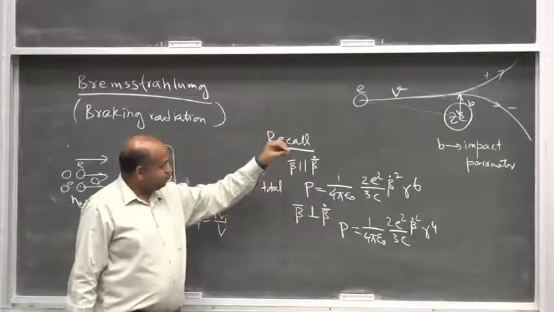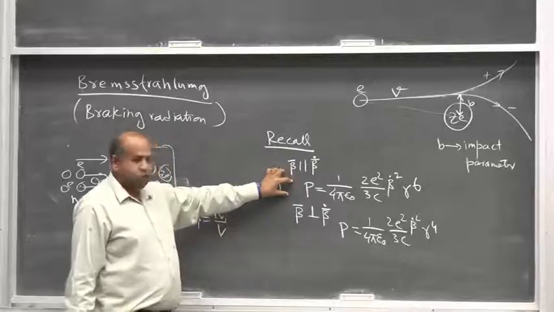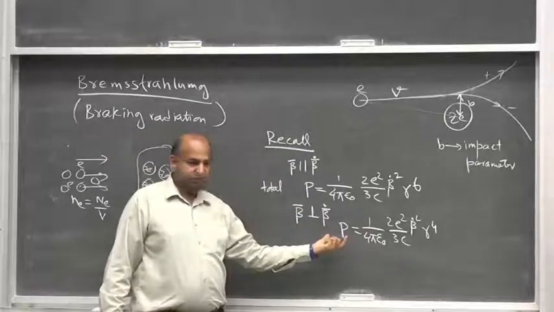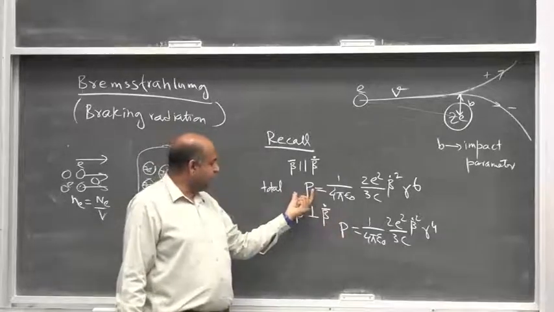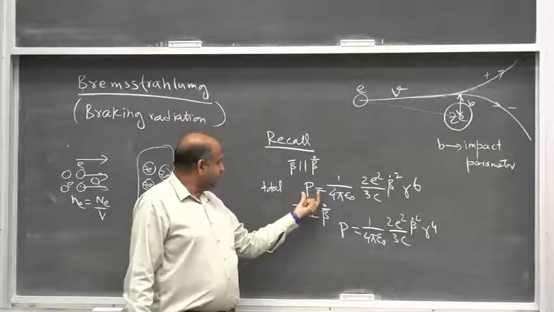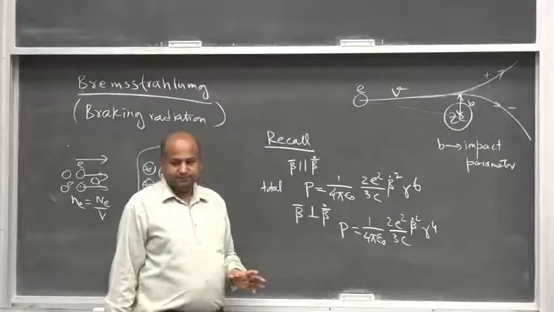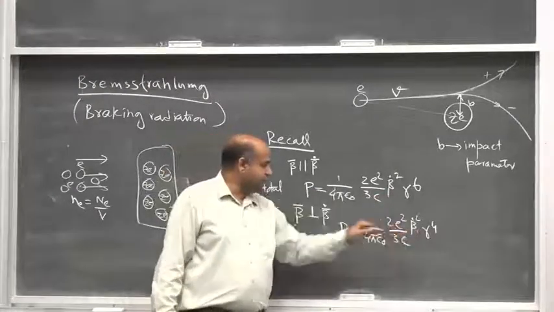So the other power structure में जा रही है, so dP by d omega दोनों का डिफरेंस है. इसका और इसका जो फॉर्मूला है dP by d omega का वो भी डिफरेंट है. But if you integrate over all the angles, the total power in this case and in this case is very similar. There's only difference coming here.